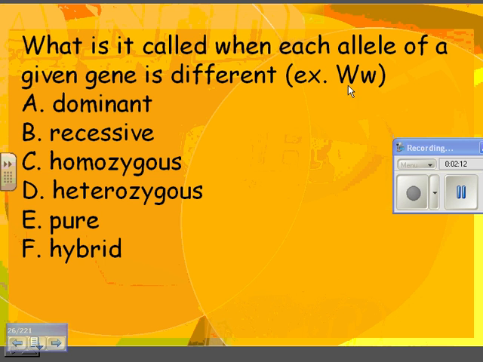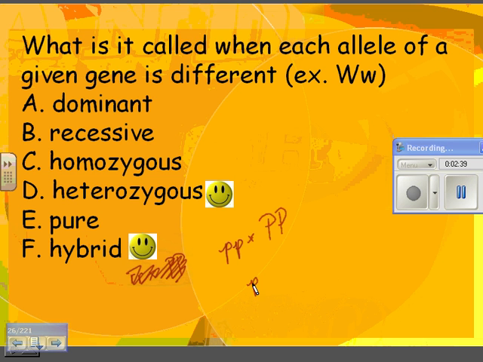So you've got one big W and one little w. They're not the same. So when they're different, it's called heterozygous. Hetero for different. And Mendel also called them hybrid. So a hybrid plant would be like if you have a white one and you mate it with a purple one, the offspring are going to be little p, big P. This is going to be a hybrid or heterozygous.